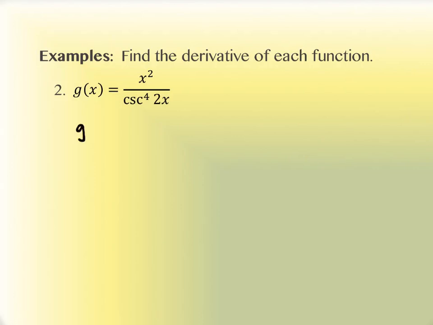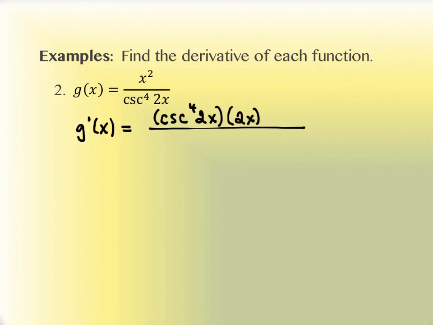All right, so we're going to do g prime of x. What does the quotient rule say that I do first? Regular denominator. You got it. So cosecant to the fourth of 2x. Then what do I do? Times the derivative of the numerator. Okay, and what's the derivative of the numerator? 2x. Nice. Subtract the opposite.